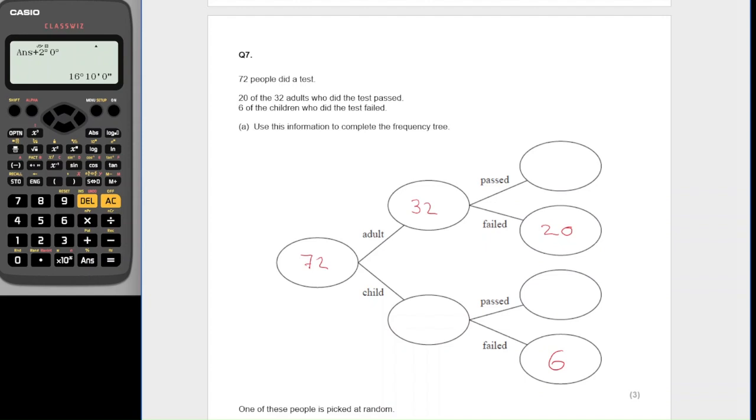So 32 minus 20 would give me 12. And then 72 minus 32 would be 40, which means that 40, not 46. And then 40 minus 6 would be 34.